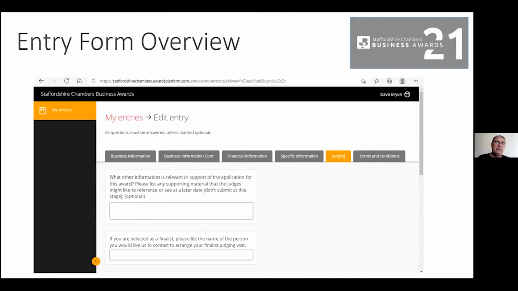But this is a really interesting part of the judging. What other information is relevant in support of your application for this specific award? Please list any supporting material the judges might like to reference or see at a later date. So again, this is emphasizing, let's keep it really simple right off the top. There's no word limit on these at all.